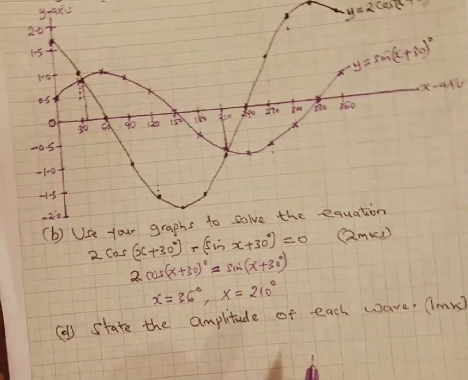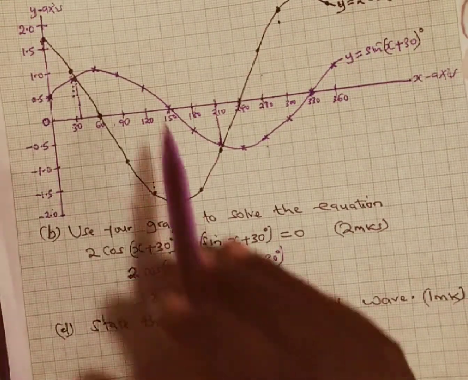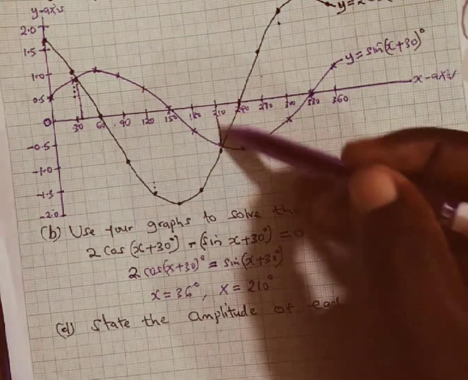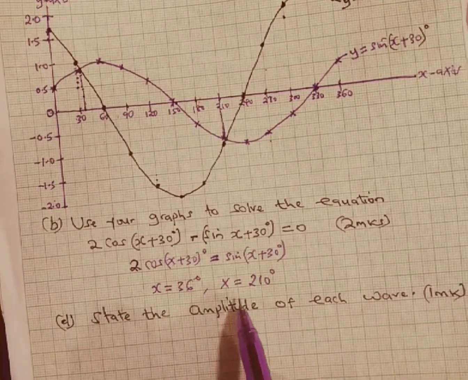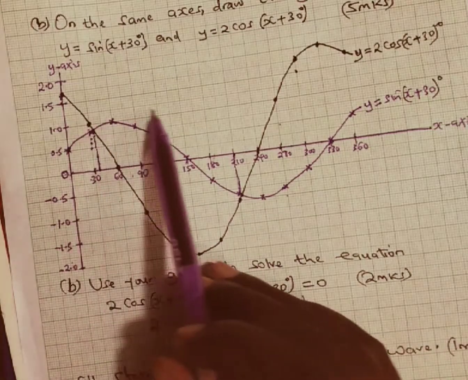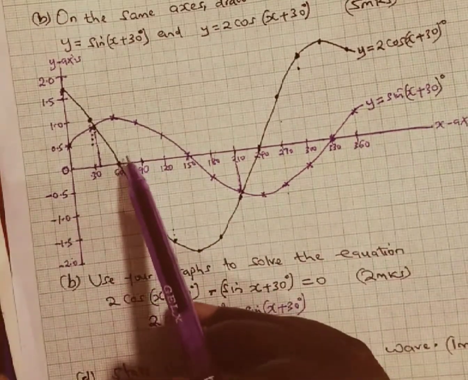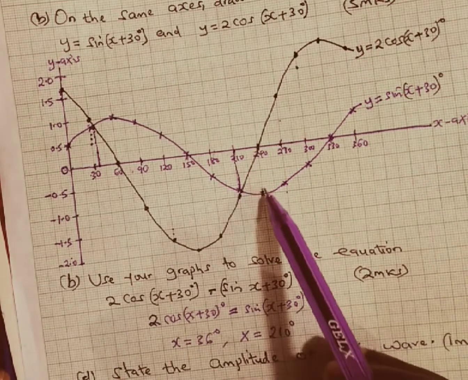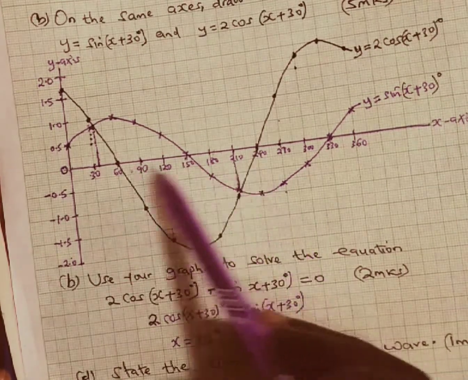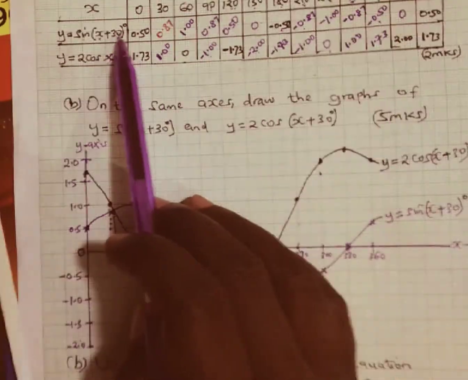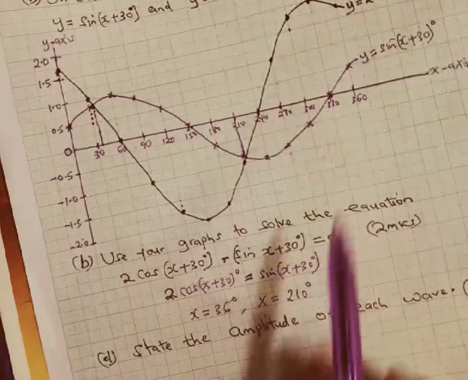Another thing that we are supposed to do is to state the amplitude, and make sure anytime you are showing the answers in the graph, you must show using a broken line how you got those particular points. Next, you are supposed to state the amplitude of each wave. If you look at the two curves, the highest displacement of the curve, either below or above, is going to be 1. You look at the highest value of y, and in this case the highest value is going to be 1.